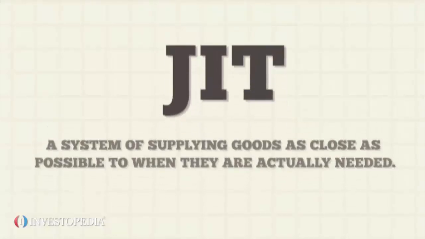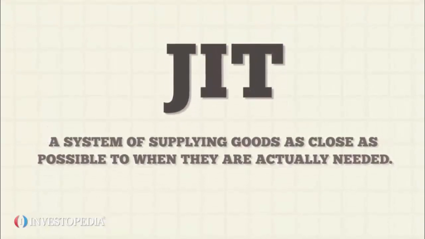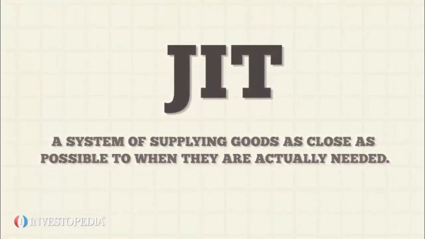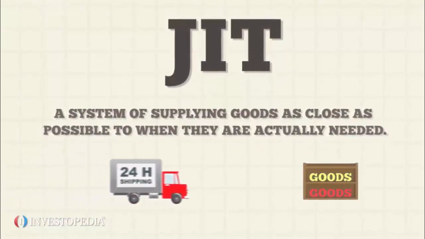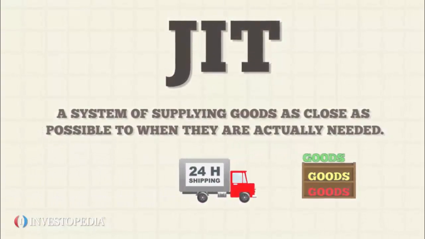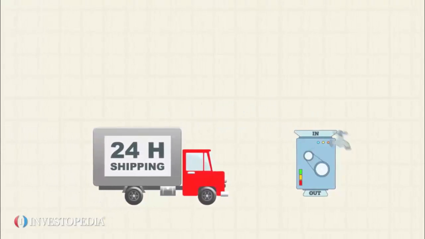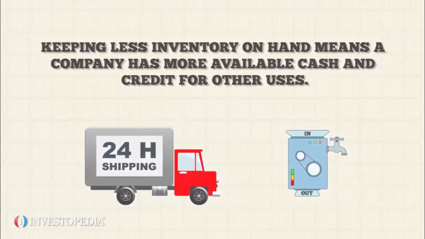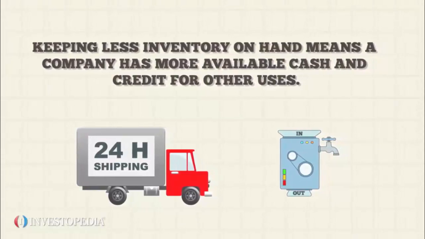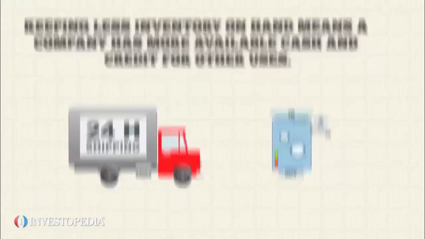Just-in-time, JIT, is a system of supplying goods as close as possible to when they are actually needed. For a company that resells, this means goods arrive just before hitting the shelves for customer purchase. For a manufacturing company, it means parts and raw materials arrive just before they are added to the final product. Keeping less inventory on hand means a company has more available cash and credit for other uses.